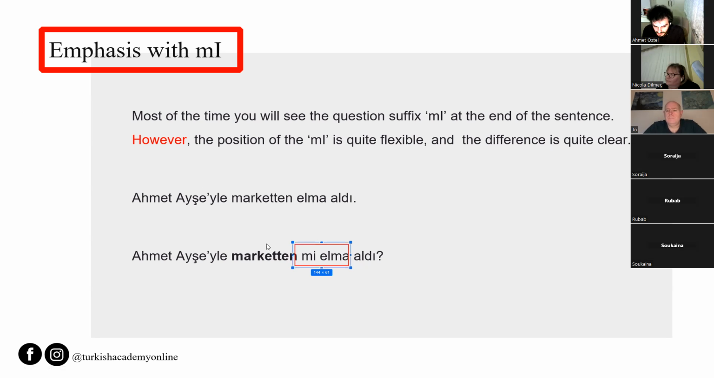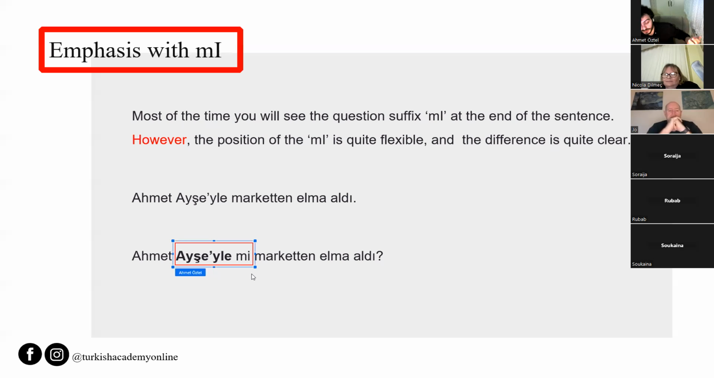Ahmet bought apple from the market. Ahmet marketten mi elma aldı? And then we also have Ahmet Ayşe ile mi marketten elma aldı? So if you ever heard a gossip that Ahmet and Ayşe now they hate each other, but then you hear another gossip, and in Turkey it's quite normal to hear lots of gossip from different people. And if they are doing this activity together, you would question like, wait, Ahmet bought this apple with Ayşe? Ayşe, are you sure? There's a disbelief in this question. Or let's say there is a surprise.